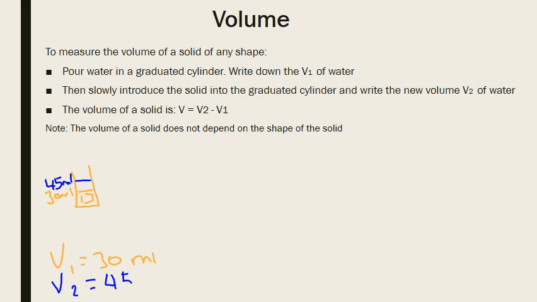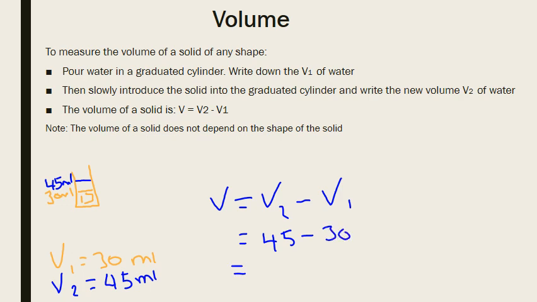So that's 45 ml. Now to calculate the volume of the solid, we use this equation. V equals V2 minus V1. We know that the V2 is 45. The volume of just the water is 30. So we do 45 minus 30, which is 15 ml. So now we know that the volume of this solid is 15 ml.